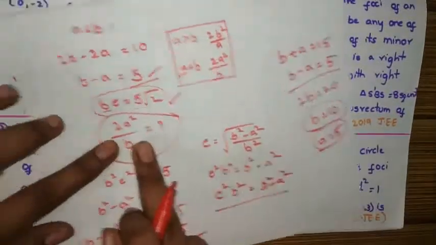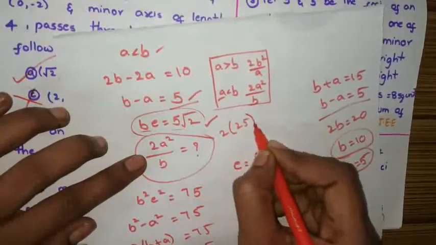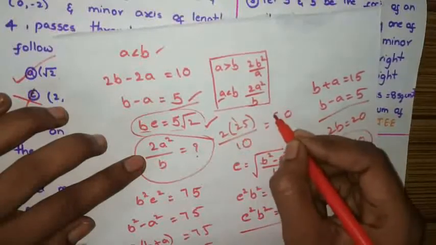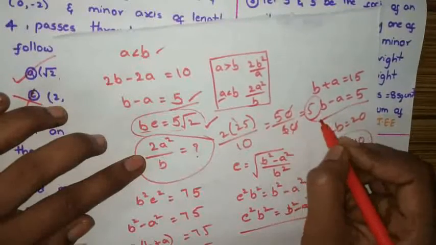Now put these values here. You will get the length of latus rectum: 2 into 25 by 10. You will get 2 into 25, that is 50, upon 10. Then you will get 5. Length of latus rectum is 5.